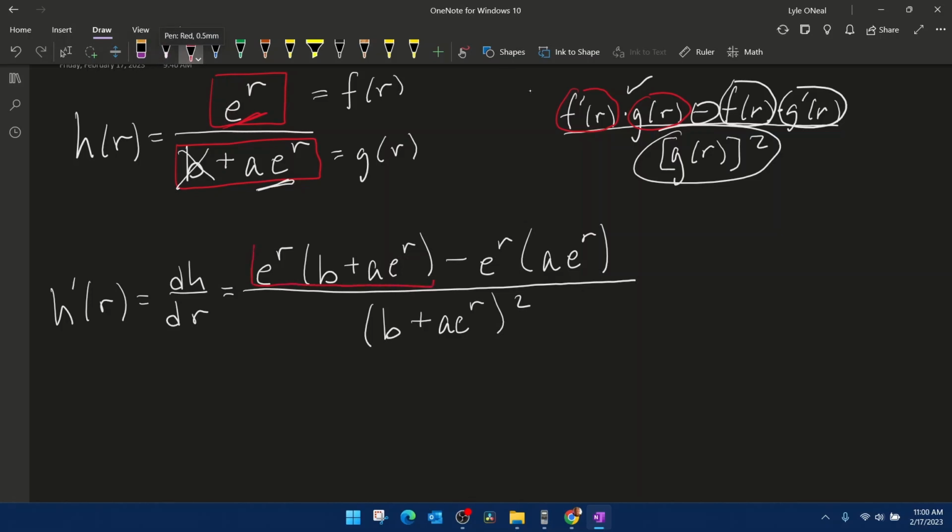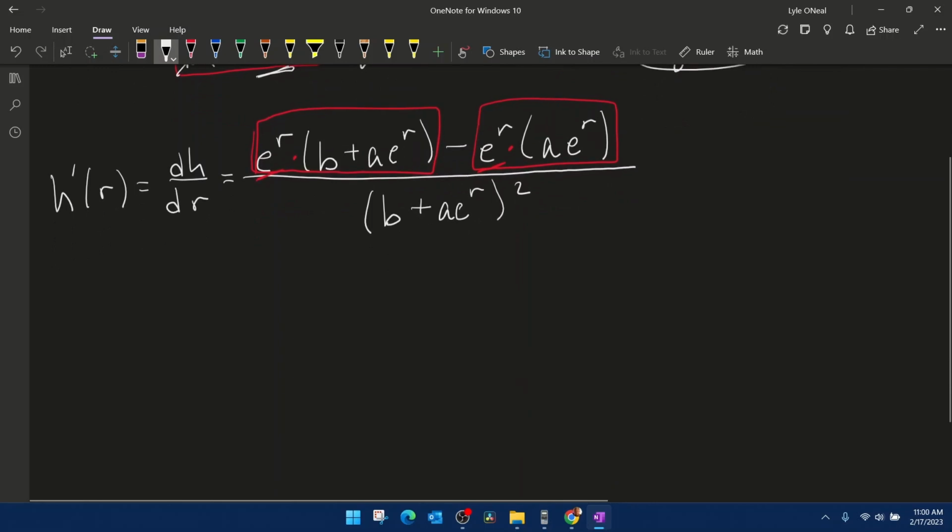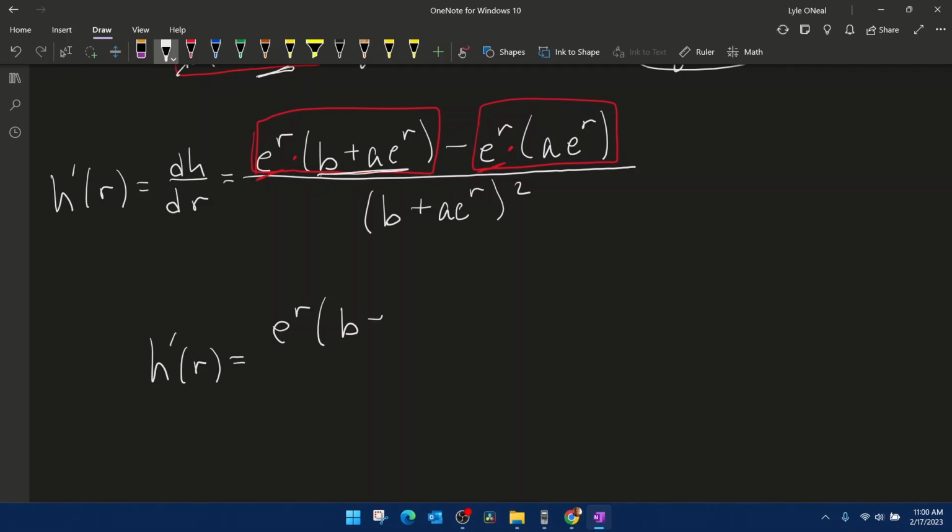Notice that this, that I put the red box around here, is all one term. And this guy is also a single term. And if you notice, those terms have a common factor of e to the r. So I'm going to factor that out. Here we go. Our derivative, h prime of r, factoring out the e to the r, would leave me b plus a e to the r minus a e to the r, all over the denominator squared.